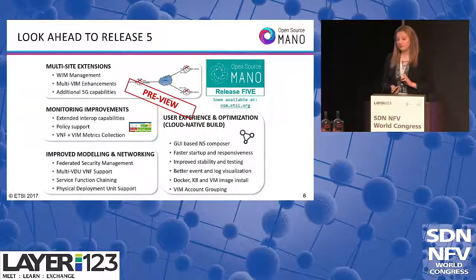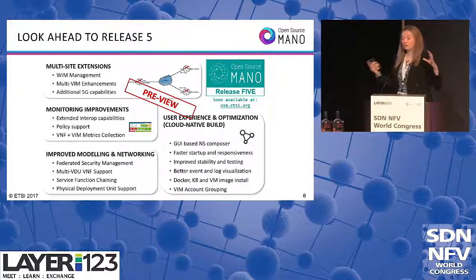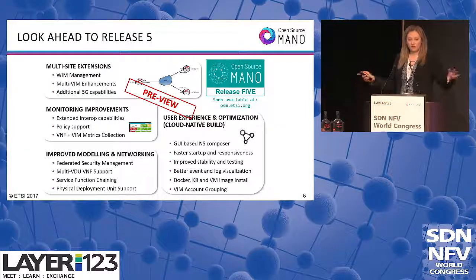So looking ahead to release 5, I've touched on a few of the new features, but here are the core themes that you should expect to see in release 5. The first is these multi-site extensions and this concept of WIM management, or WAN as a VIM management. So having multiple VIMs in disparate locations, having OSM be the master orchestrator to be able to do that and start building network services that happen to span multiple VIMs. This is something that's new for release 5.